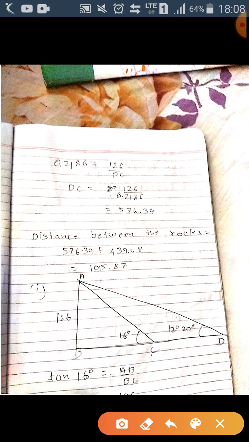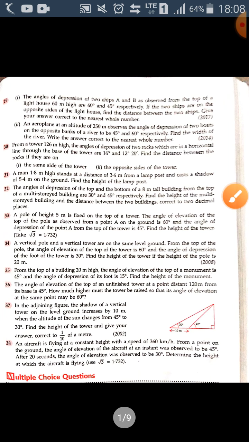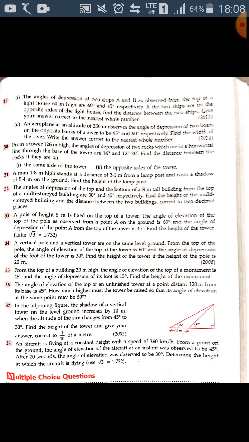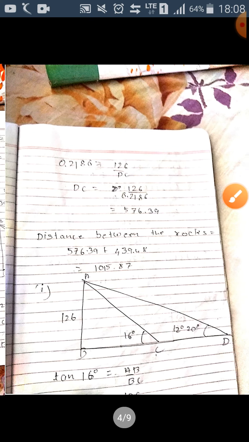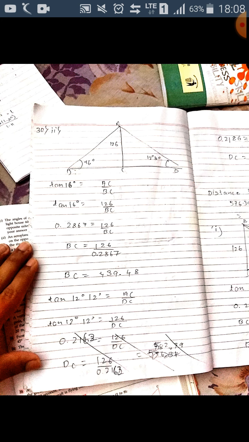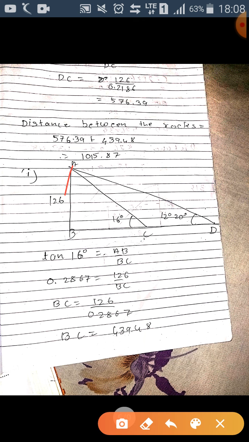Now let's get to the first part. By mistake I did the second part. First part, what are they saying? That the stones are on the same side of the tower. In this sum they were on different sides of the tower. Like this is the tower, this is the first stone, this is the second stone, on opposite sides. In the next figure it will be on the same side: this is the tower, this is the first stone, this is the second stone.